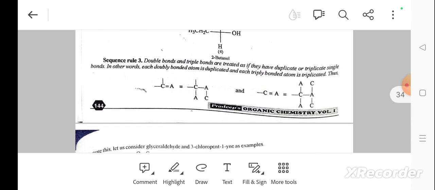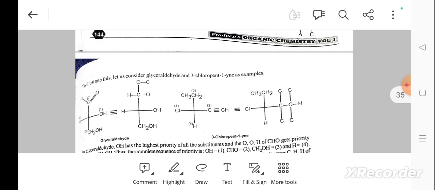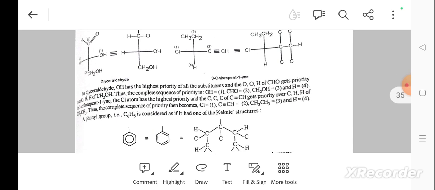Sequence rule third: the double bond and the triple bond are treated as if they were duplicated or triplicated single bonds. In other words, each double bond atom is duplicated and each triple bond atom is triplicated. Thus, to illustrate this, let us take glycolaldehyde and 3-chloropentane as examples.